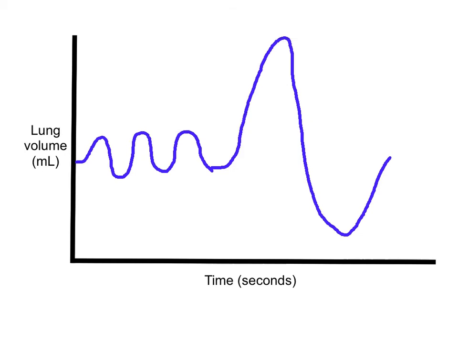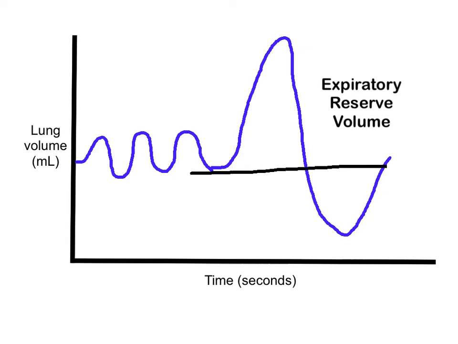The additional air you were able to breathe out in your forced expiration is the expiratory reserve volume. To find the ERV, ask how much more air can I breathe out beyond the tidal expiration. So you measure from the bottom of a quiet exhalation to the bottom of your forced exhalation. That's your expiratory reserve volume.